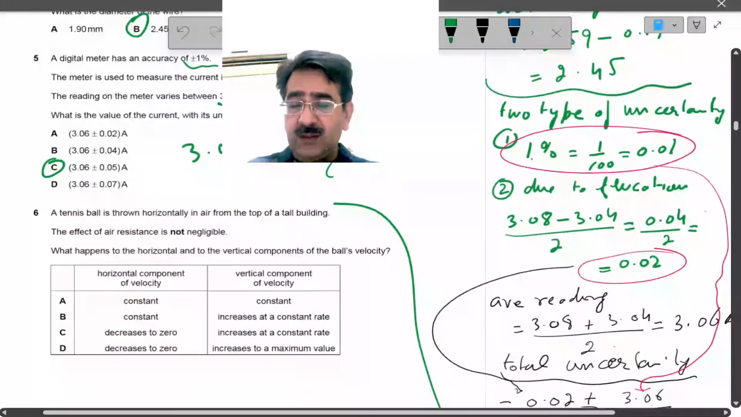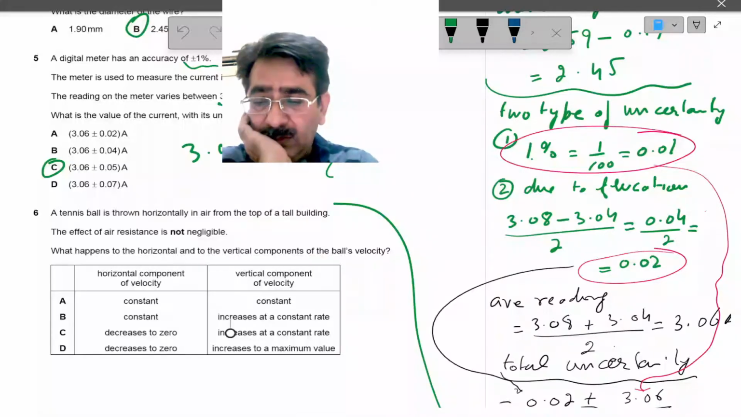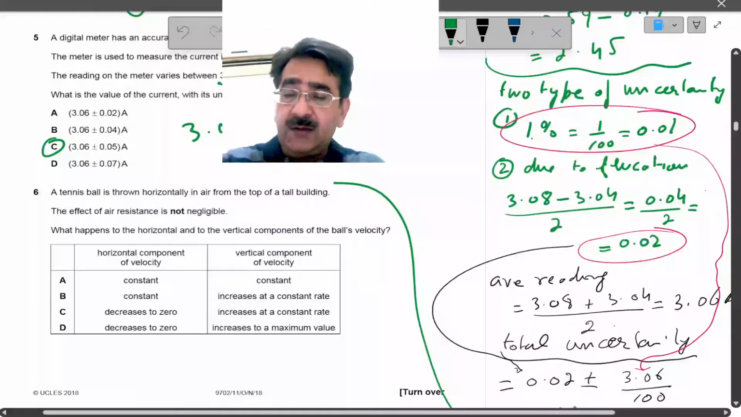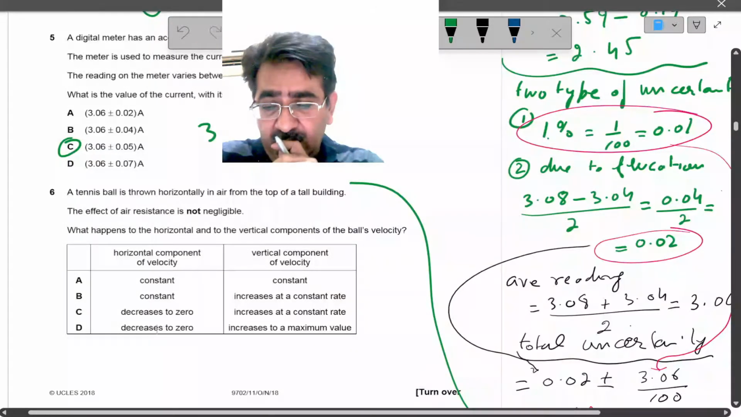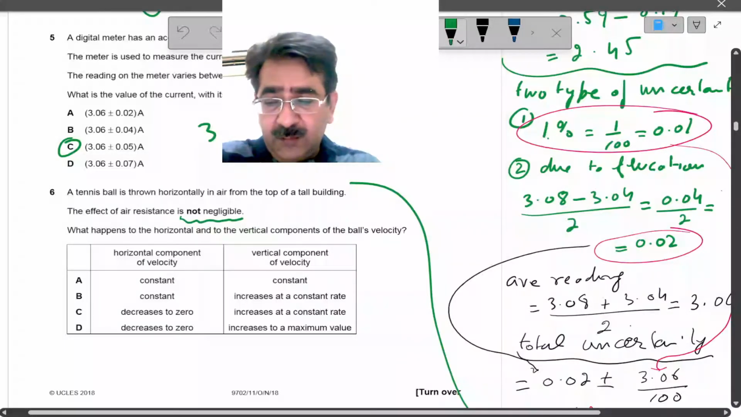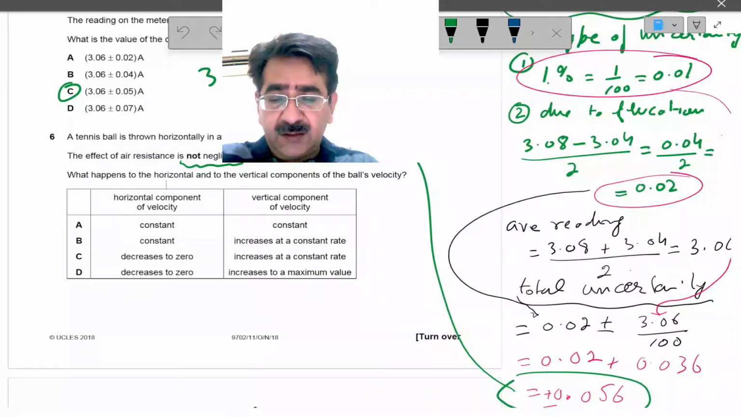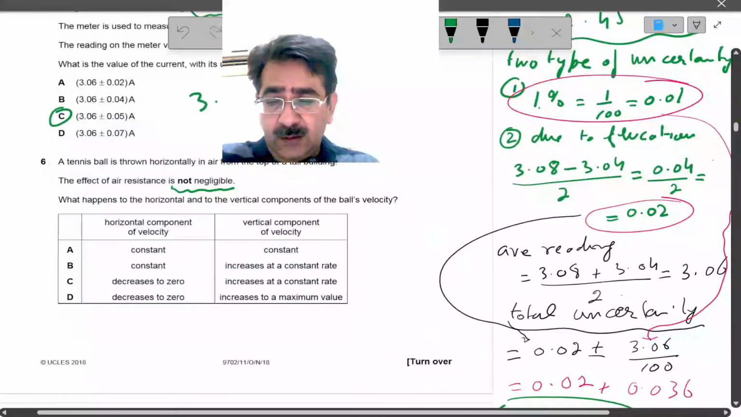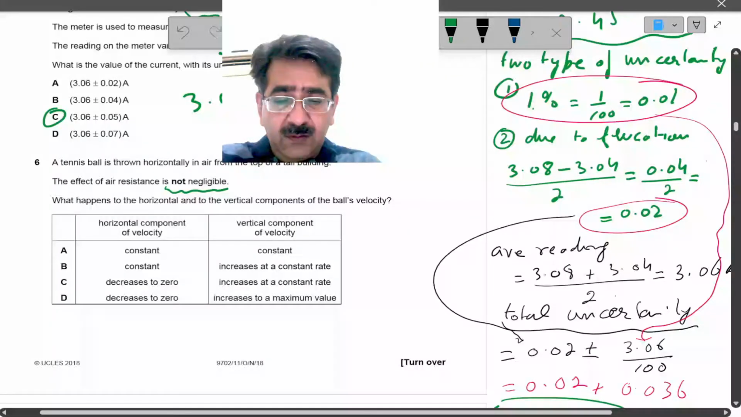Now move toward the sixth question. A tennis ball is thrown horizontally in air from the top of a tall building. The effect of the air resistance is not negligible. That is a very important point. What happens to the horizontal and vertical components of the ball's velocity? The ball is thrown horizontally.